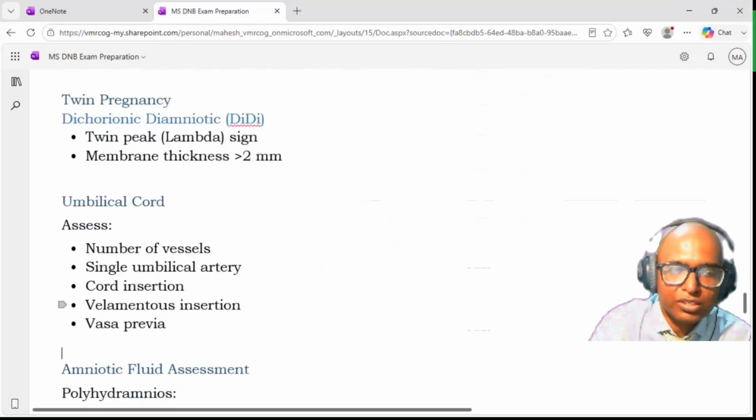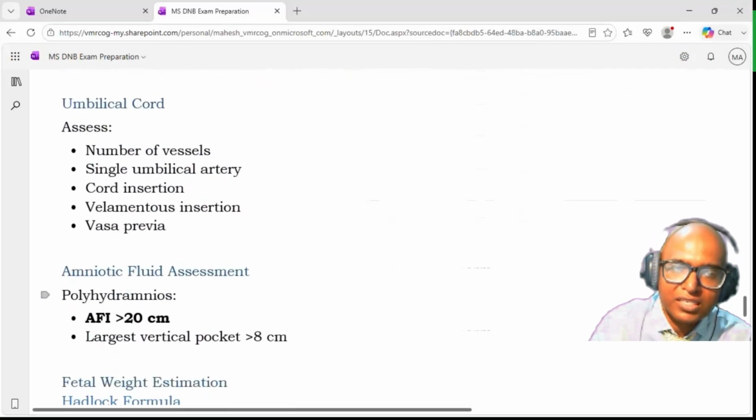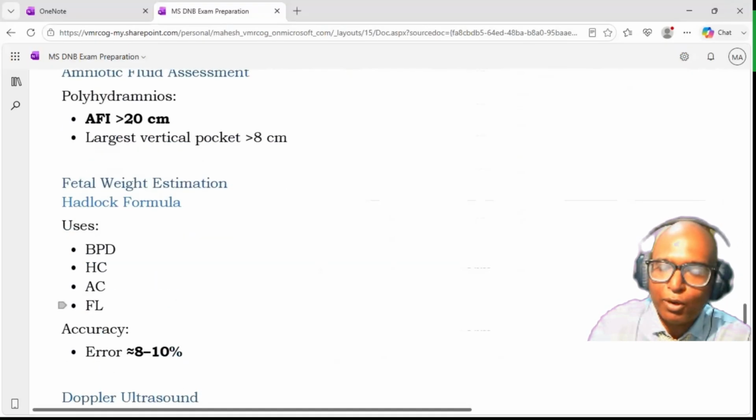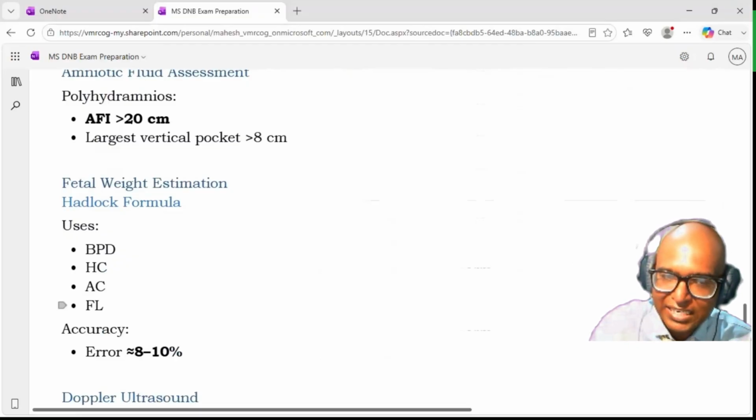Okay, then you should see about the umbilical cord: assess the number of vessels, single umbilical artery, cord insertion, filamentous insertion, vasa previa. Amniotic fluid assessment: polyhydramnios, AFI more than 20 centimeter or largest vertical pocket more than 8 centimeter.